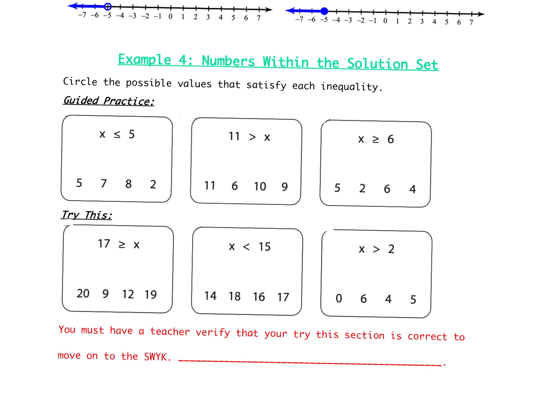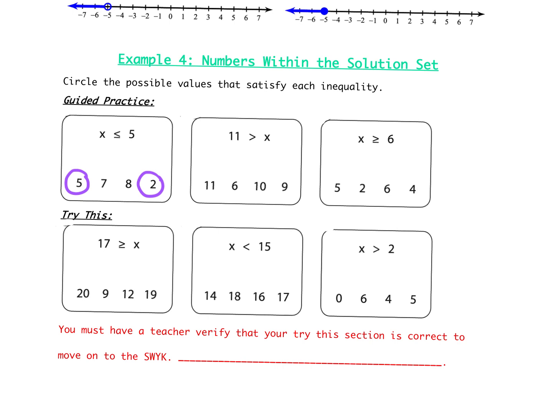So we need any numbers that are less than or equal to 5. Well, 5 is equal to 5. 7 is greater than, so it doesn't work. 8 is greater than, so it doesn't work. But 2 is less than, so it does work. And those are the 2 solutions that satisfy the inequality.